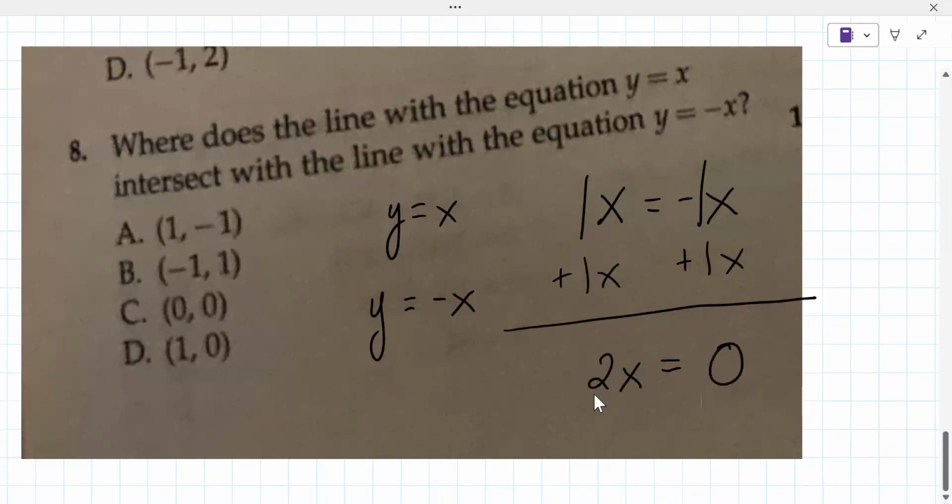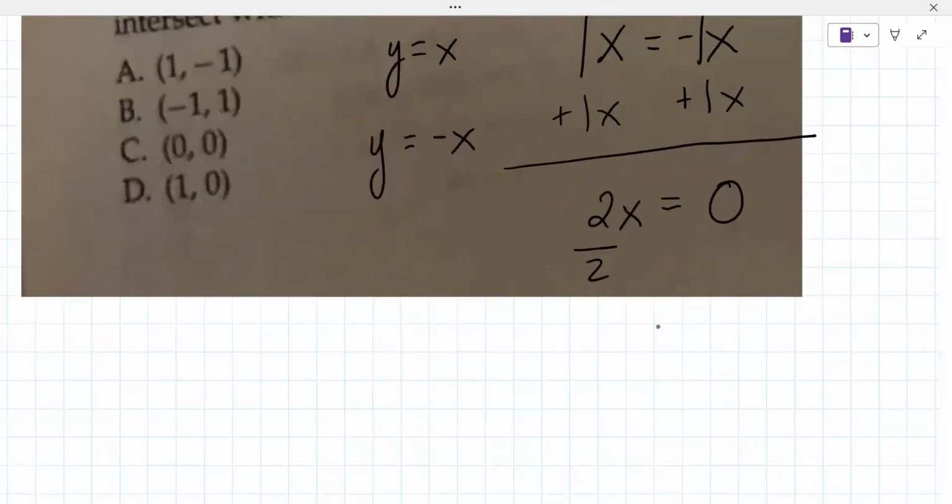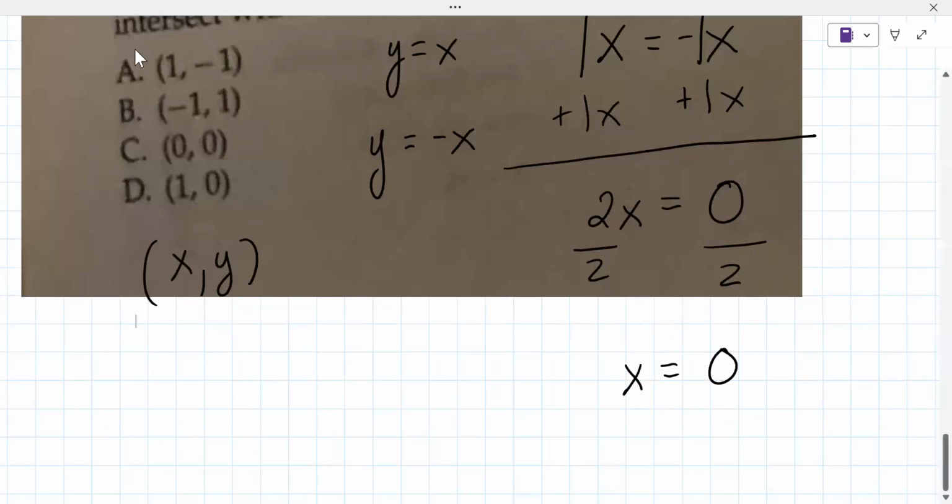So now you don't look at the 0, you look at the side with the variable. What are you undoing now to solve for x? What is this 2 doing to the x? Multiplication. So you divide by 2. What is 0 divided by 2? 0. There you go. Now, ordered pairs are written in the form x comma y. Do any of these have x as being 0? C. Yes. Good.